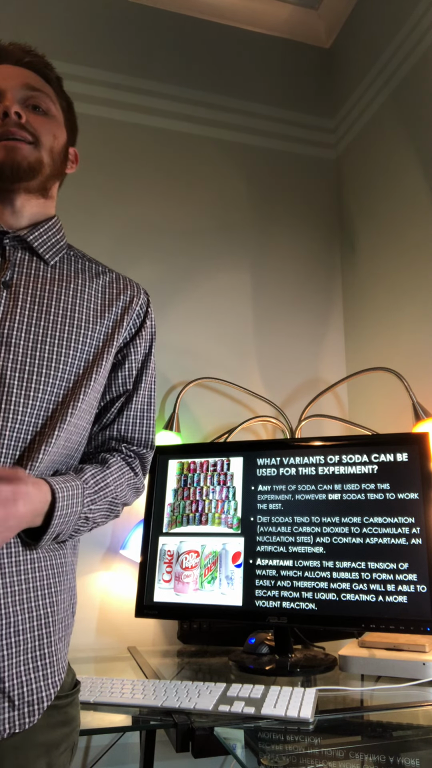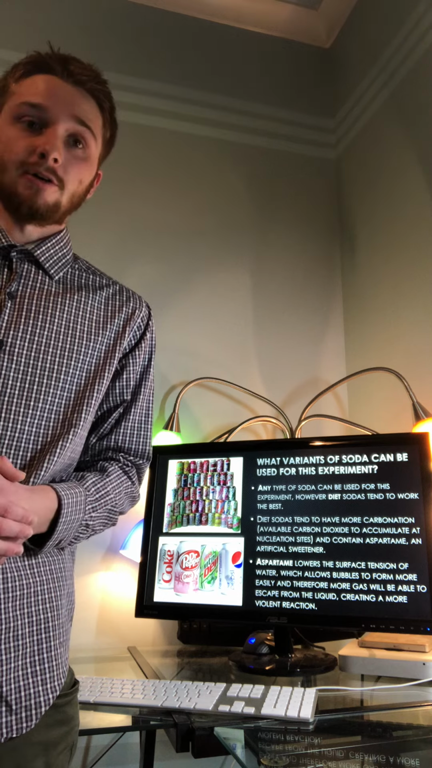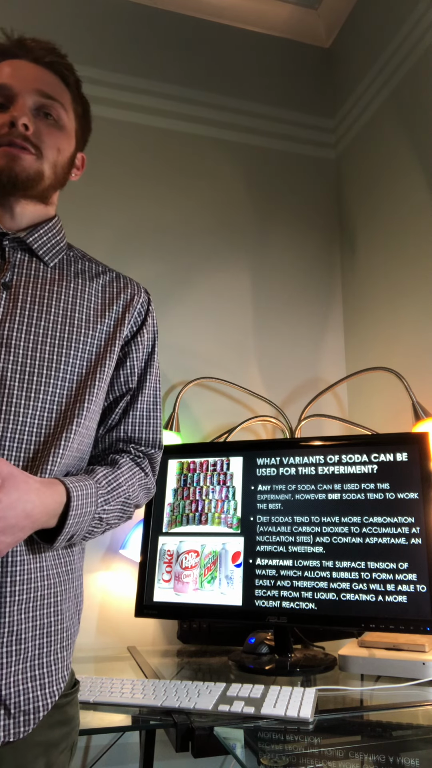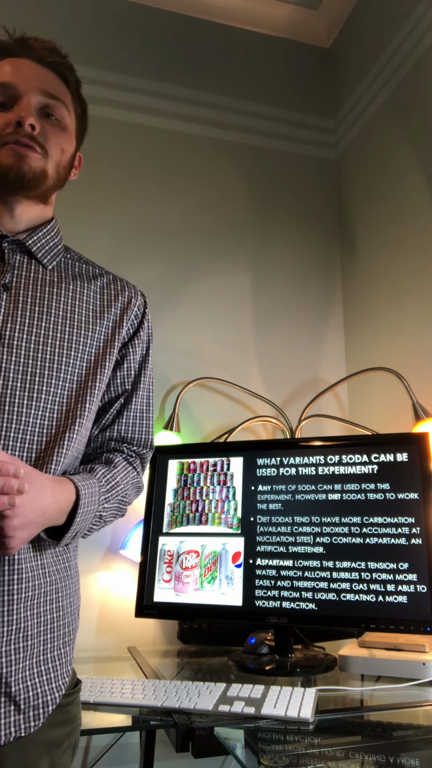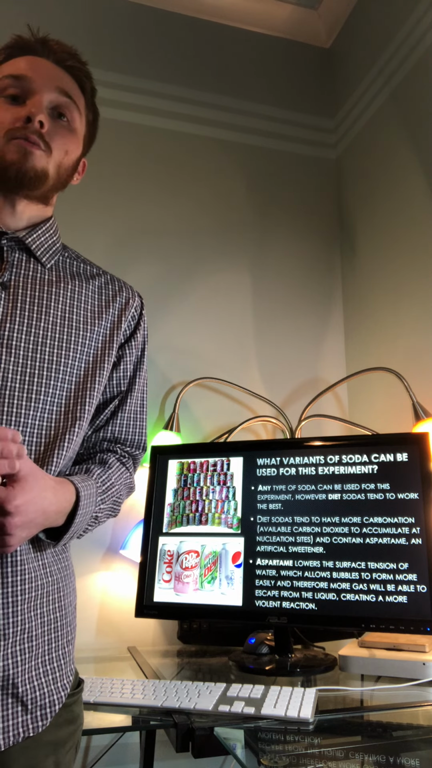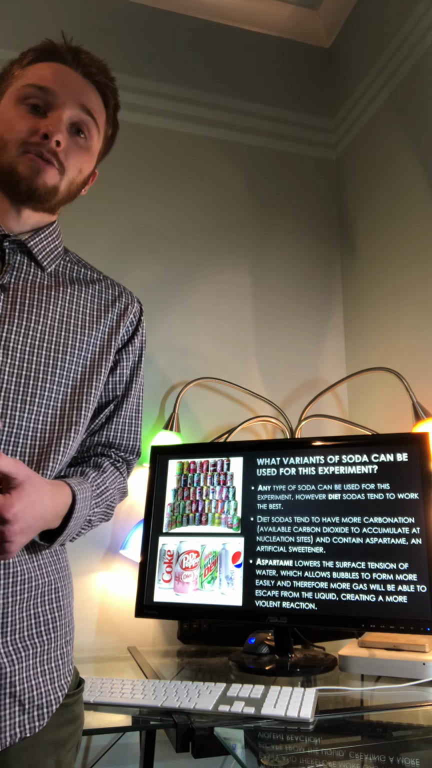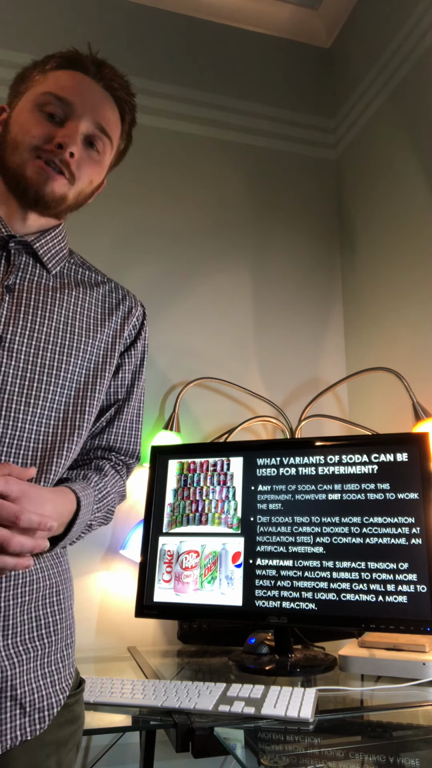And diet sodas contain aspartame, an artificial sweetener. Aspartame lowers the surface tension of water, which allows bubbles to form more easily, and therefore more gas will be able to escape from the liquid, creating a more violent reaction.